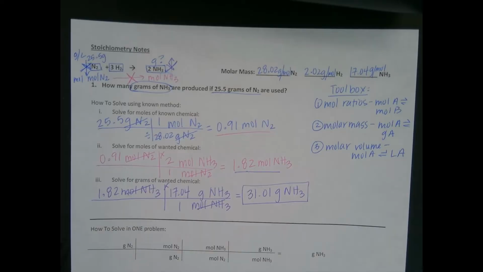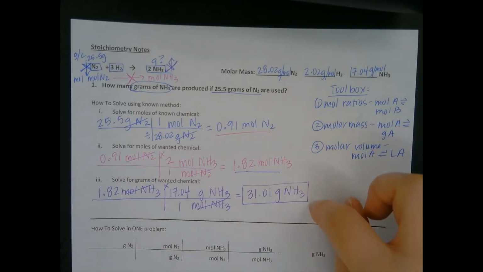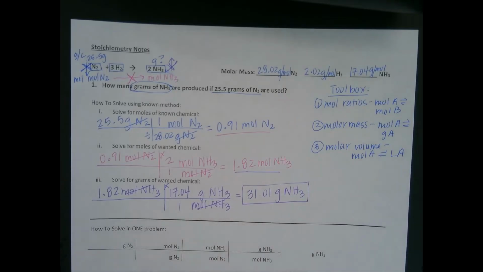Now, there's an opportunity here for a whole lot of rounding errors, right? Because I round here, and then I round here. So the way that we can do this is set our entire problem up, and then put this in our calculator one time, so we don't have any rounding errors. We don't have to worry about that at all. It's going to give you a more accurate answer.